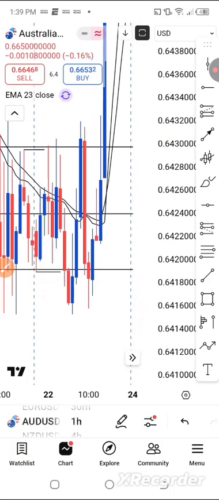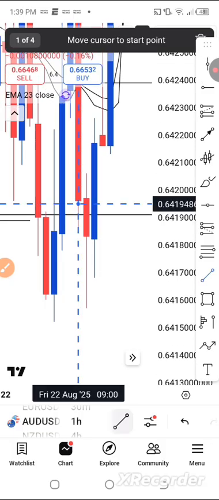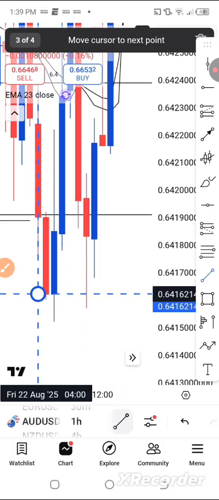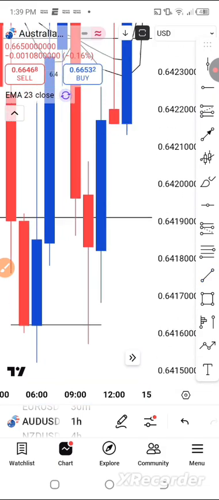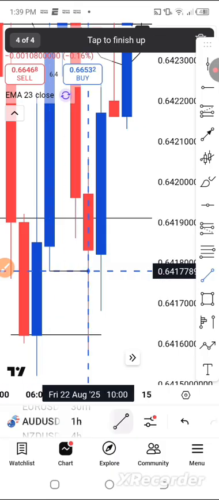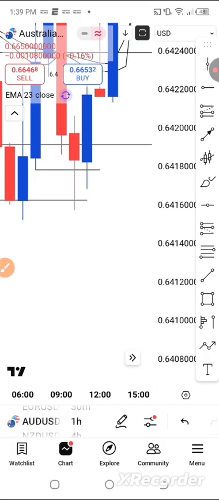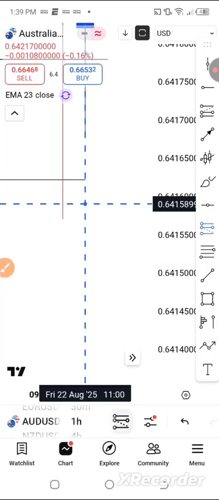So now we are looking for the POI. That is our point of interest, where we want to take the trade from. This was my POI, and this was my inducement or liquidity. So we just place a buy limit on our POI.